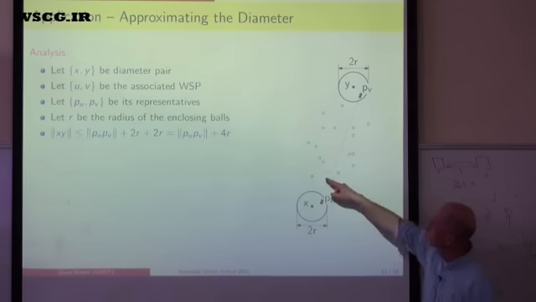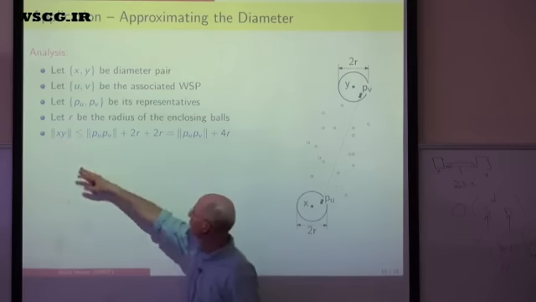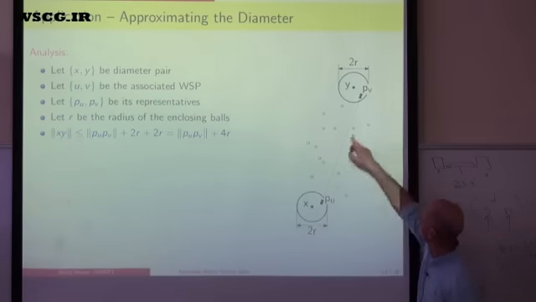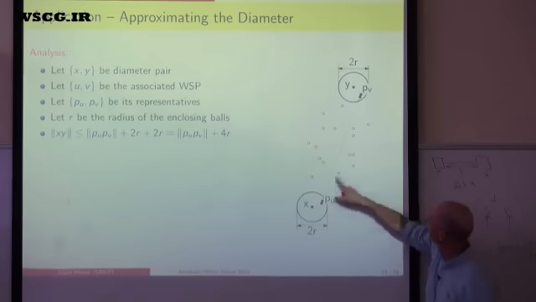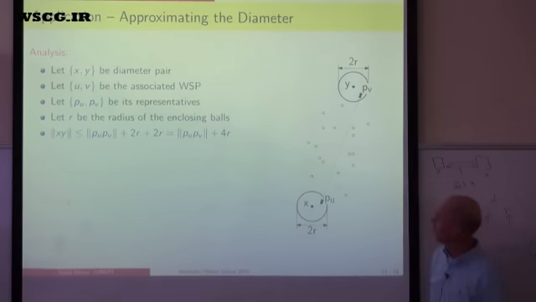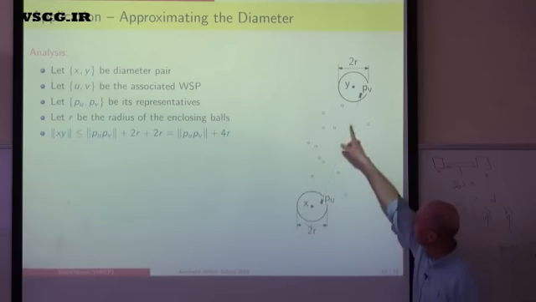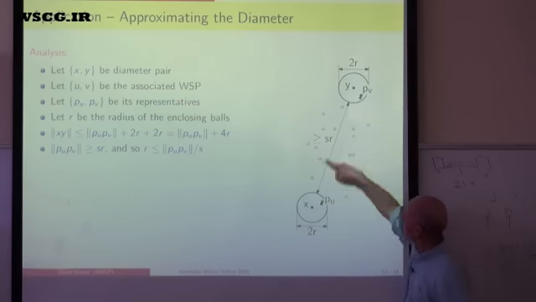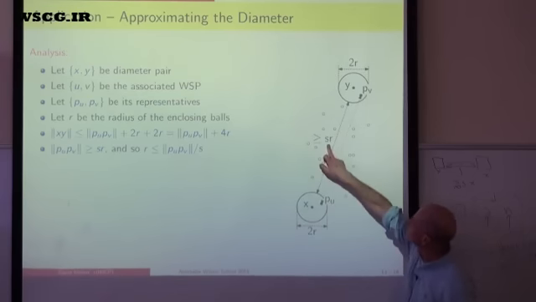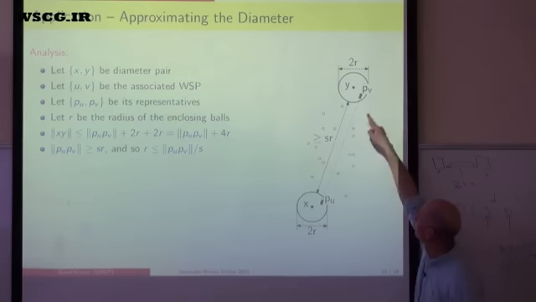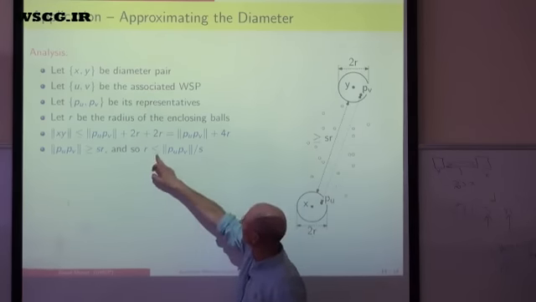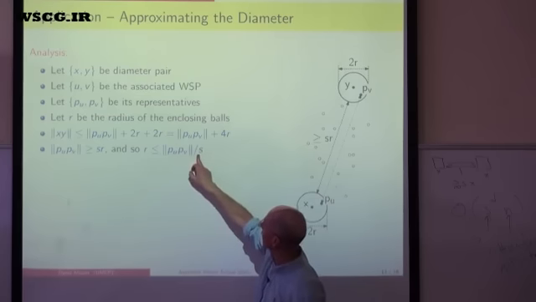And so therefore I can conclude that the distance between x and y is going to be at most the distance between x and pu, plus the distance between pu and pv, plus the distance from pv to y. So this is just triangle inequality. So therefore, the distance between x and y is going to be at most the distance between pu and pv plus 4 times r. By the separation properties, I know that these two balls are separated by distance s times r. So therefore, pu and pv are separated by distance at least s times r. Or in other words, r is less than or equal to pu pv divided by s.